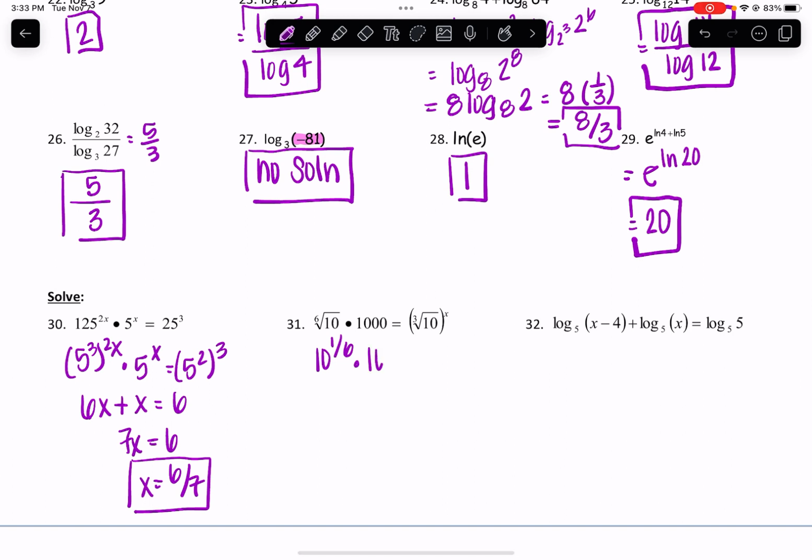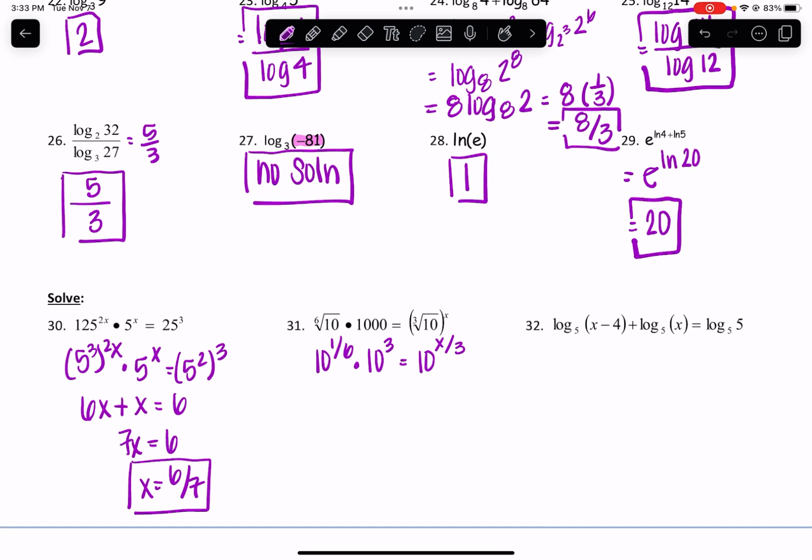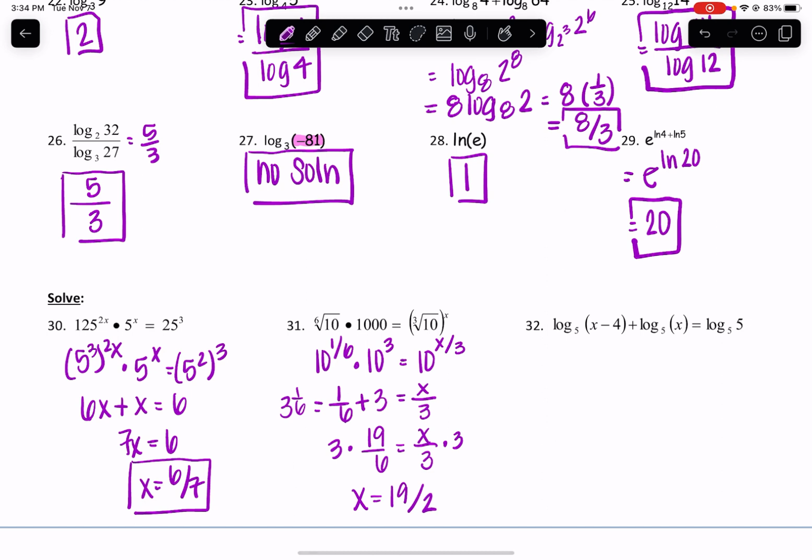10 to the 1/6 times 10 cubed is equal to 10 to the x divided by 3. So then I have 1/6 plus 3 is equal to x over 3. That's 3 and 1/6. 18, so that's 19/6 is equal to x over 3. So times 3. So x is equal to 19 divided by 2.